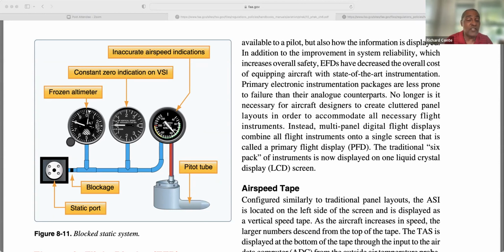So you have the basic two differences of things that can go wrong. The static port can be blocked, or the pitot tube can be blocked, okay, for the ram air. So with those two items, you have an idea of what can go wrong with the airspeed. And that's basically the pitot static system.